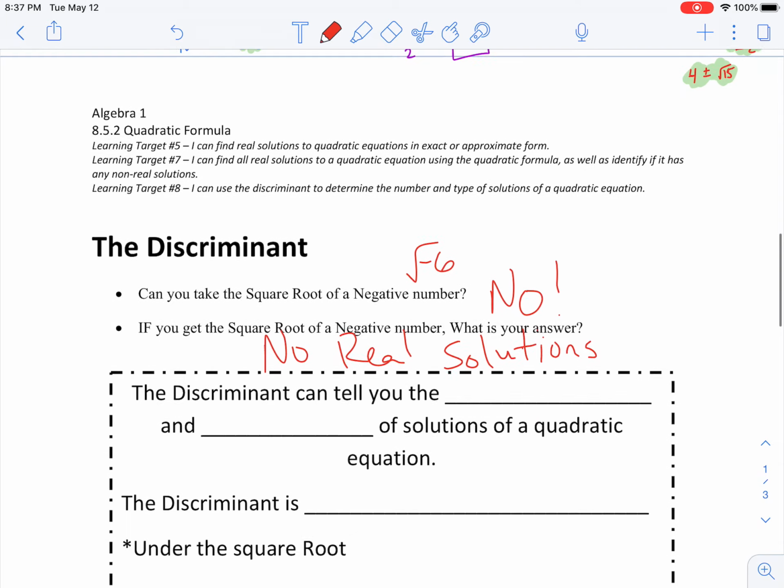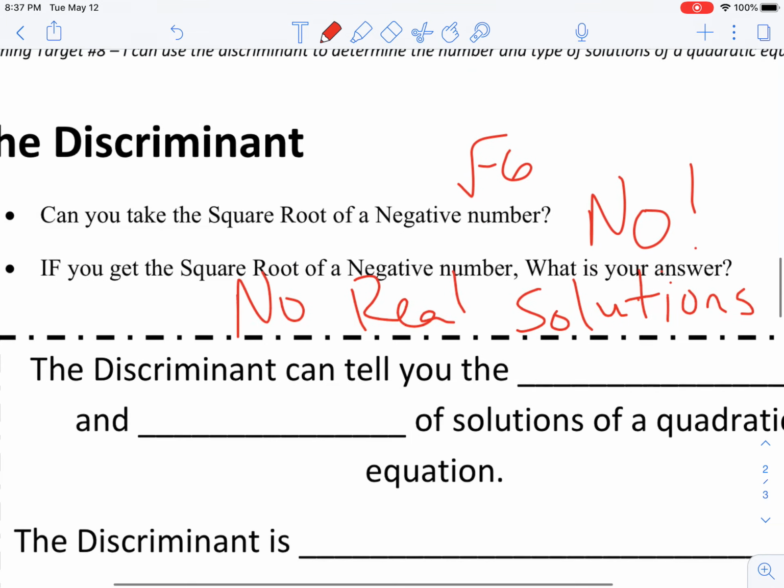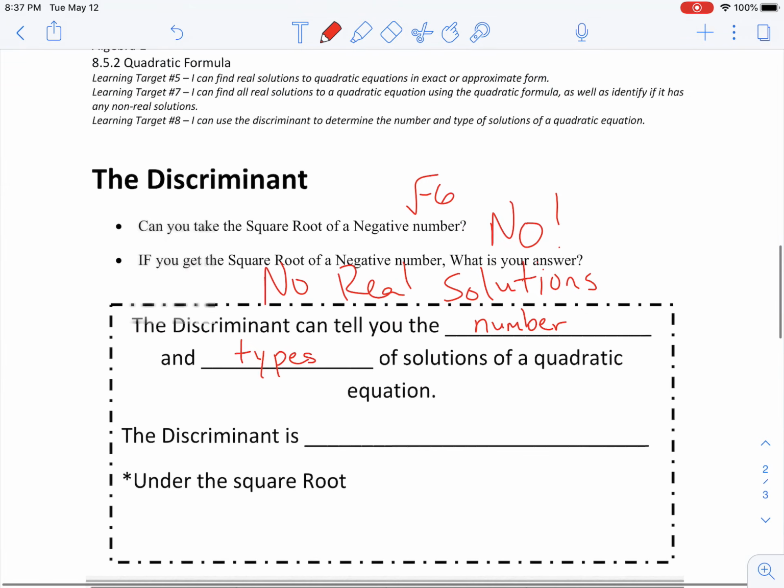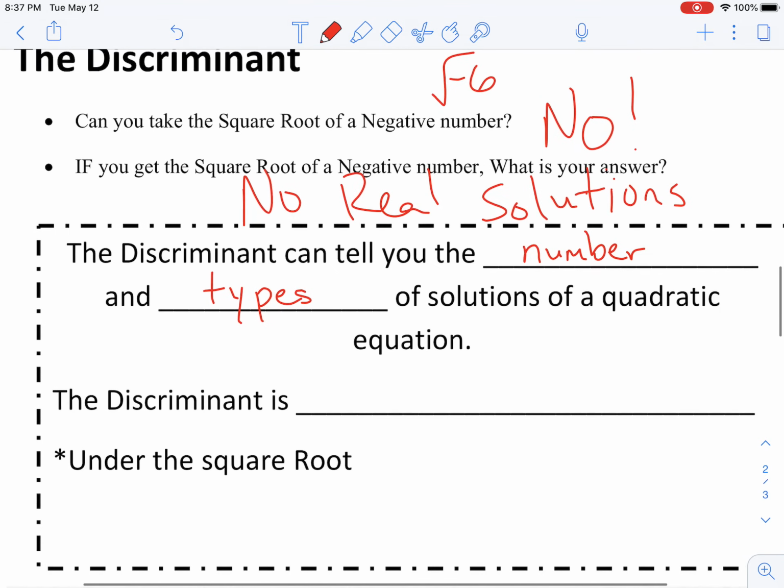Okay, so what does the discriminant tell you? The discriminant, it's a definition, can tell you the number and type of solutions of a quadratic equation. So the discriminant can tell you whether there are 2 solutions, whether there's 1 solution, whether there's no real solutions, and it can tell you the type of solutions as well, whether they're real or imaginary.